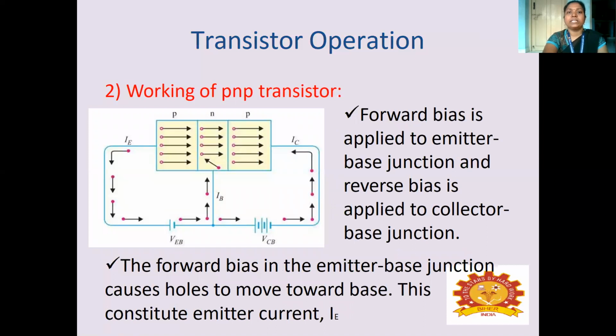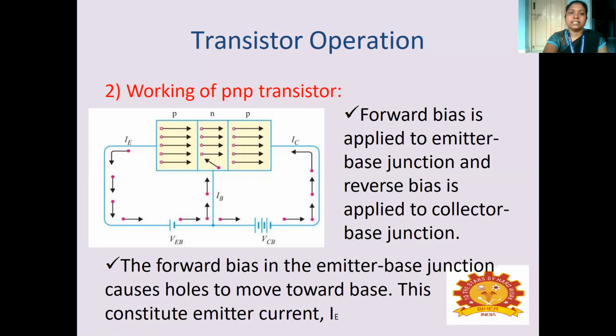Next comes the working of the PNP transistor. In the PNP transistor, we have a P-type material, then N, which is lightly doped, and then a P-type material. We know that P has majority carriers of holes and N has majority carriers of electrons. Again, the center one is the base, and you give the input supply to the emitter and the base, called the VEB.